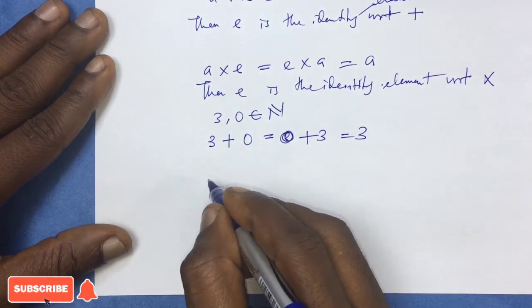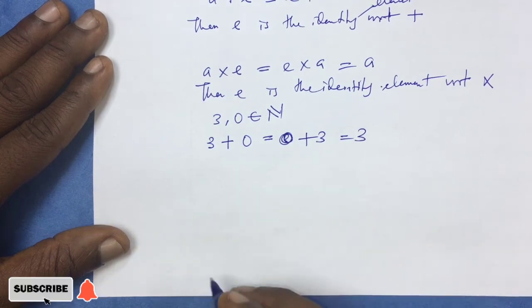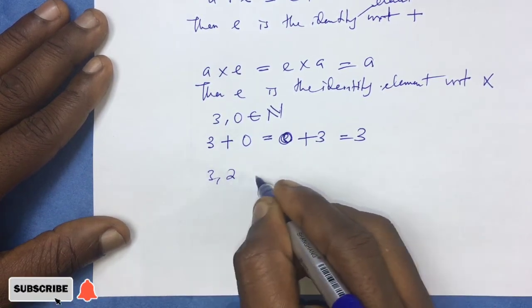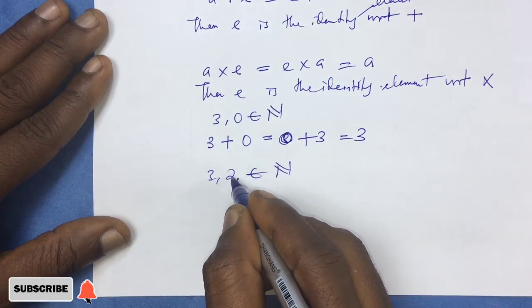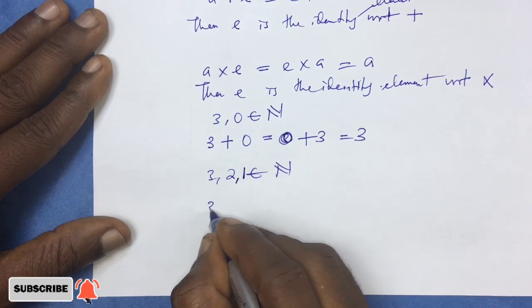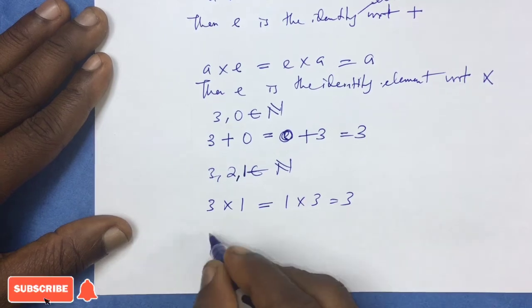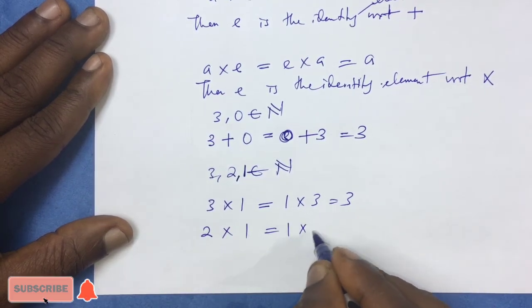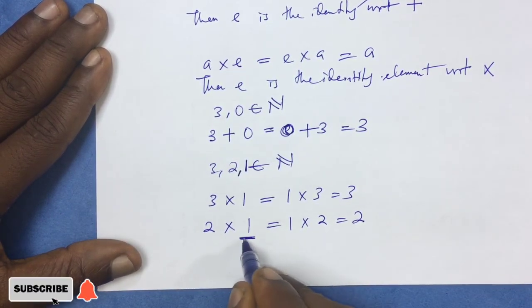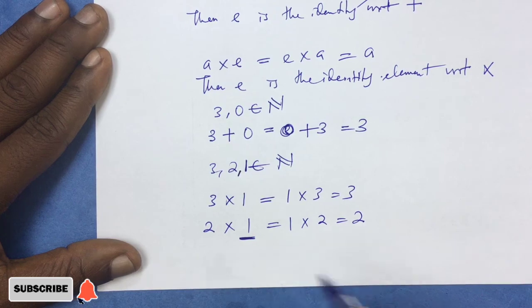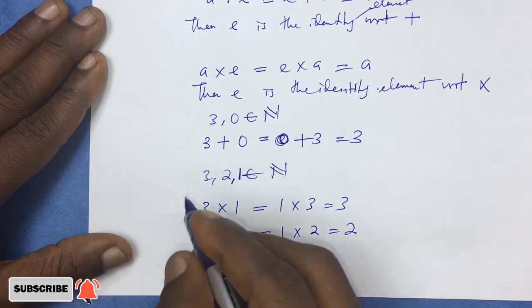Also, there is the identity element with respect to multiplication on the natural number system. And what is it? If you select 3 and 2 that are members of n, you will notice that there is an element 1 also in n, such that 3 times 1 will give you 1 times 3, and it will give you 3. Again, if you pick 2 times 1, it will give you 1 times 2, and it will give you 2. So, what is the identity element? It is that element that will multiply with any other element in that set to return that same element. Or it is that element in the set that will add to any other element in that set to return that same element.